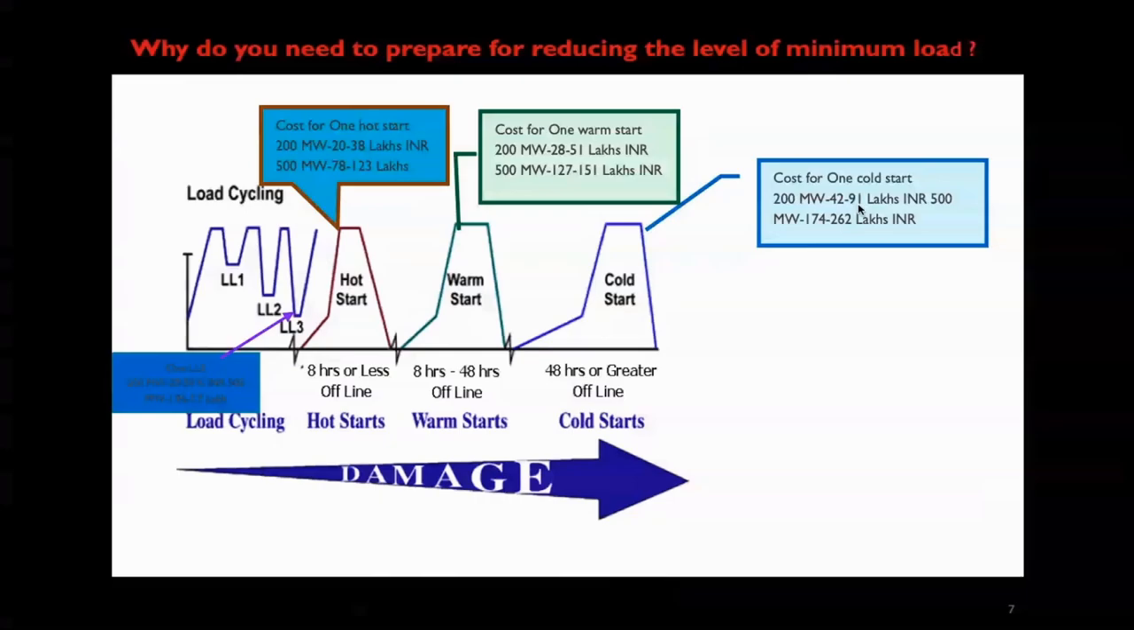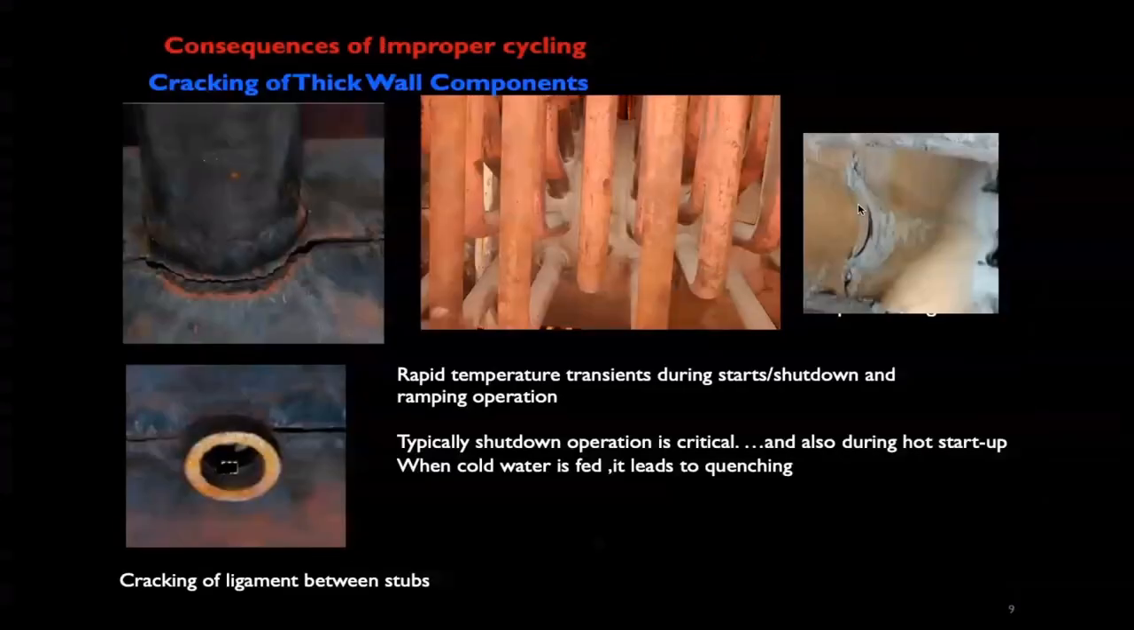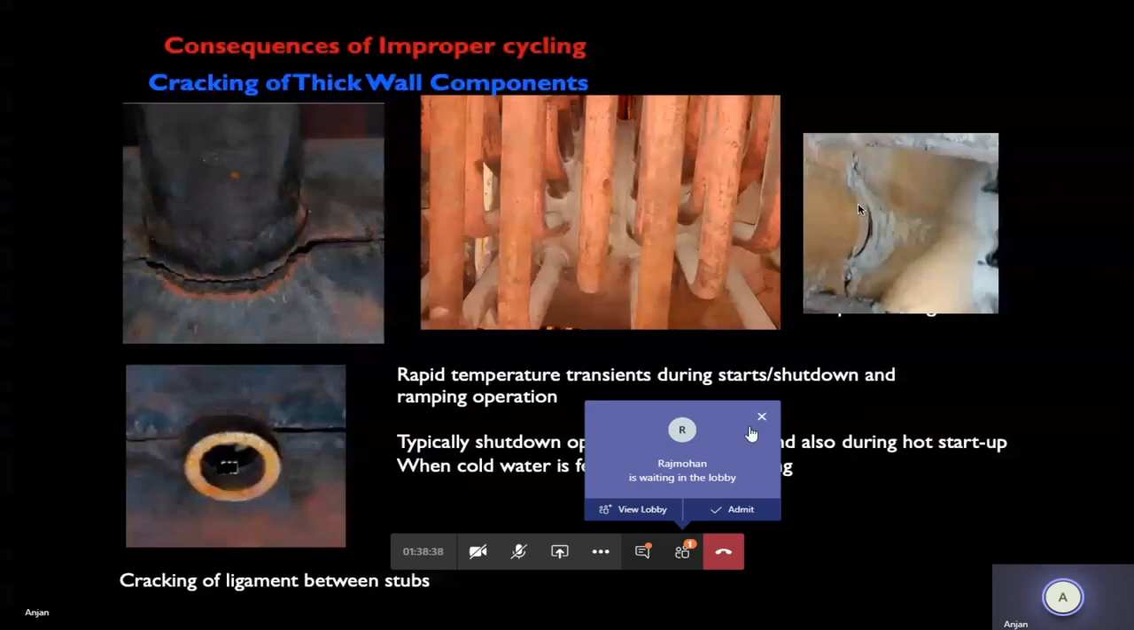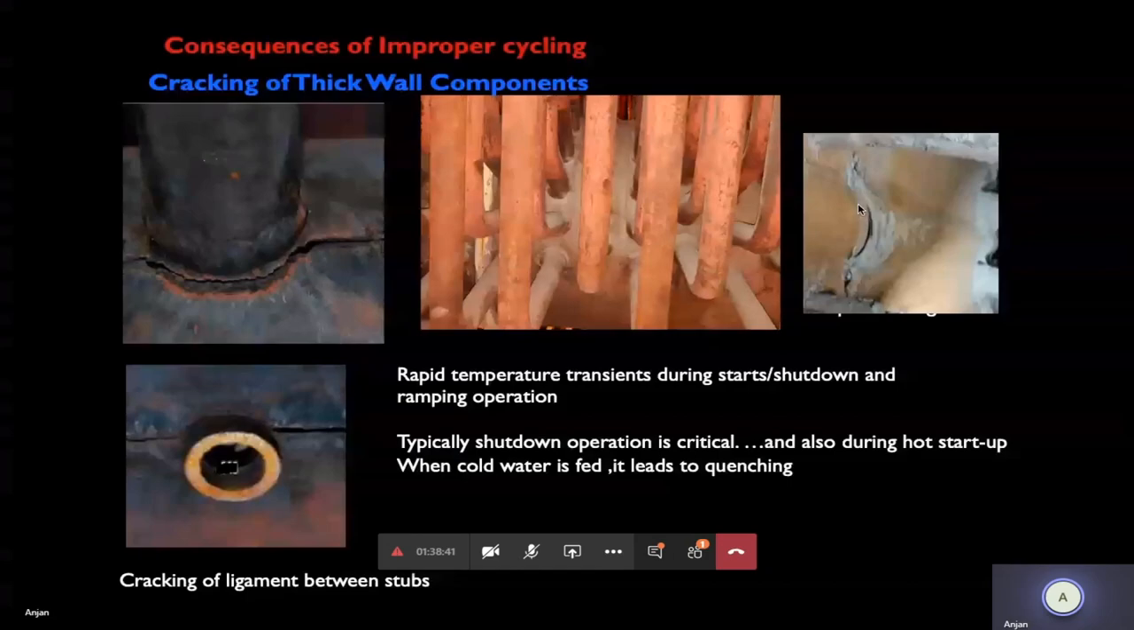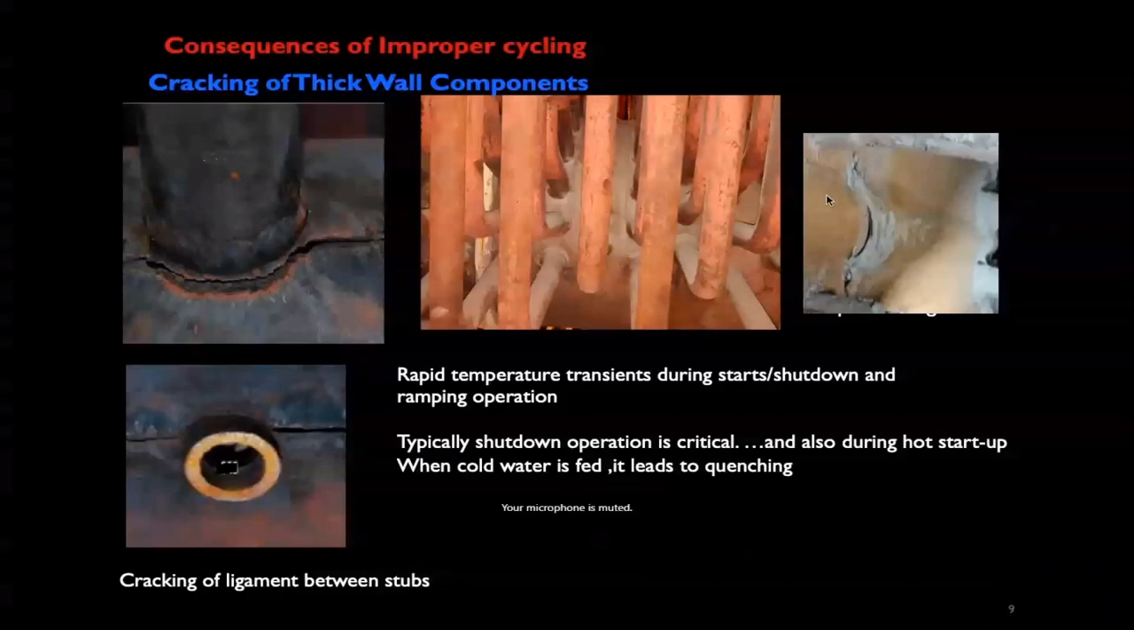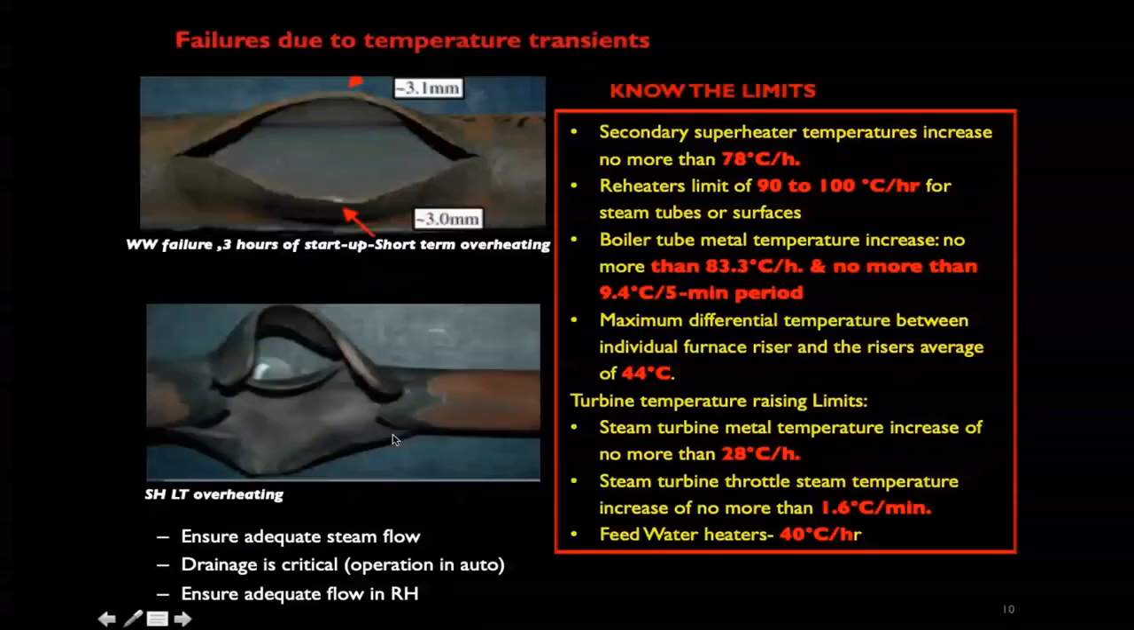So these are some of the pictures, most of them from the Indian side, giving a glimpse of what can be the damages due to flexible operation and due to lack of awareness. It's mostly due to temperature transients. First is cracking of the stubs. This is the portion from where this damage had happened. This is undamaged. This is another cracking. So I'll quickly go through these damages. This is again short-term overheating, long-term overheating. For example, this one happened 3 hours after a startup. We analyzed the startup also.